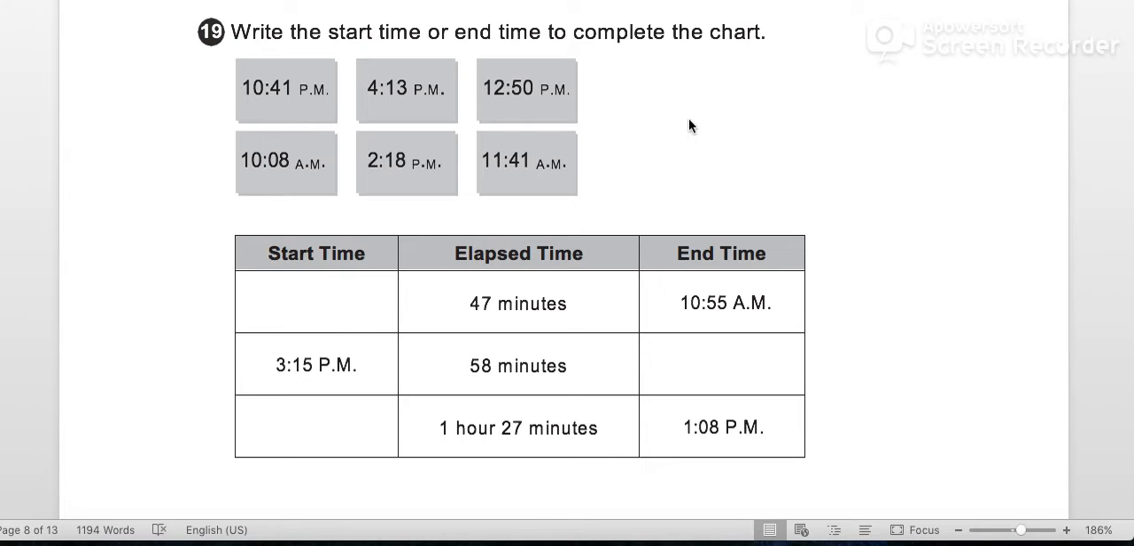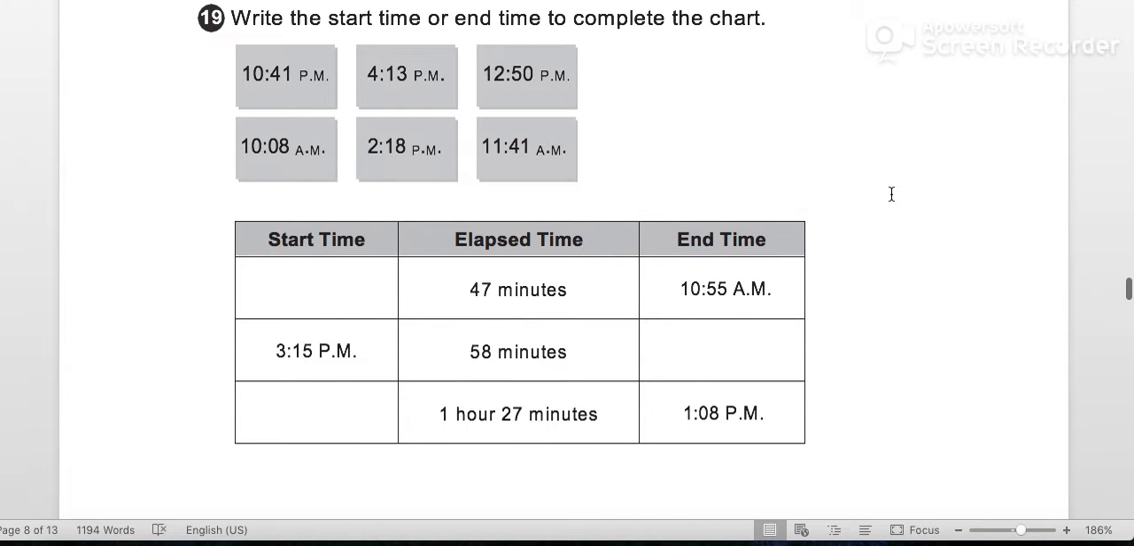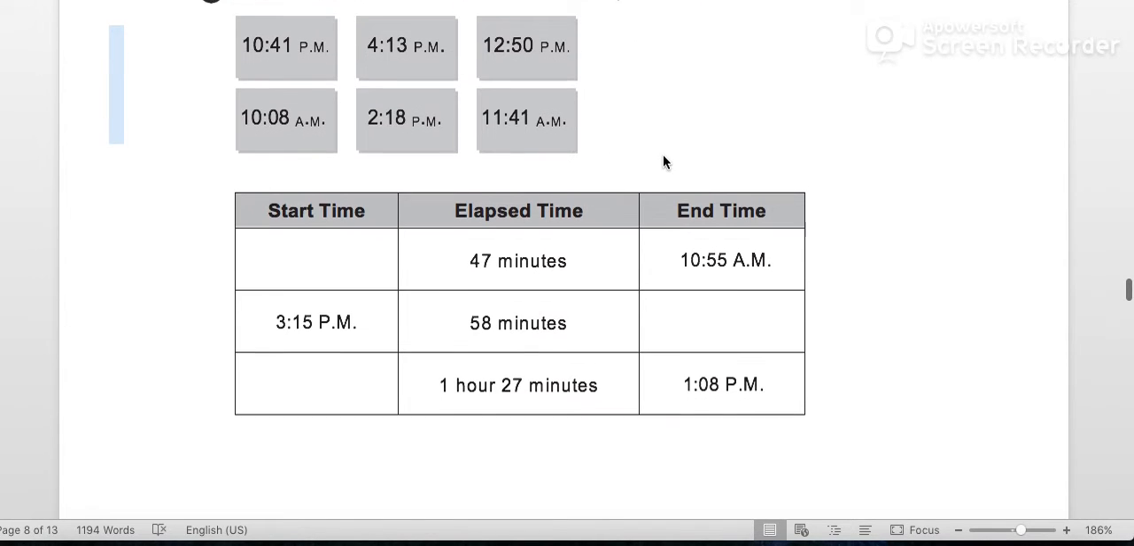The start time was 3:15. Elapsed time was 58 minutes. So 58 minutes after 3:15 is what? And you will not use all of these boxes because there are only 1, 2, 3 empty spaces and 6 boxes above, so you will only use 3 of those. I suggest crossing them out as you go.